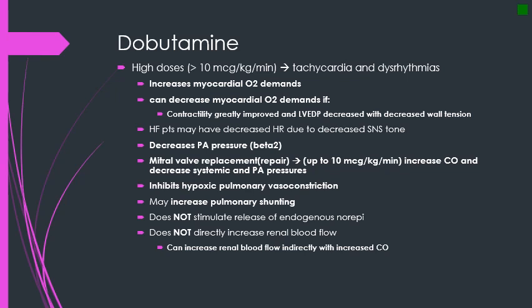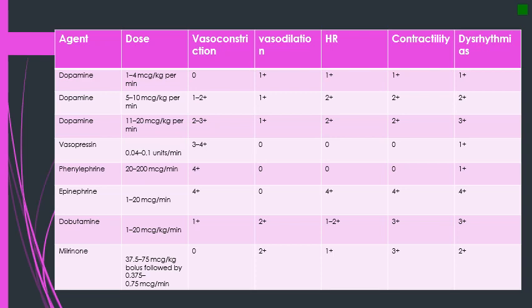It can increase renal blood flow indirectly when it increases cardiac output, but as far as directly altering that renal or splanchnic blood flow, it doesn't directly do it. It's indirectly through an increase in your cardiac output. And again, here's the table for a quick reference.